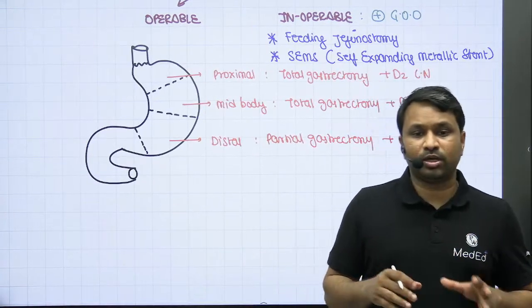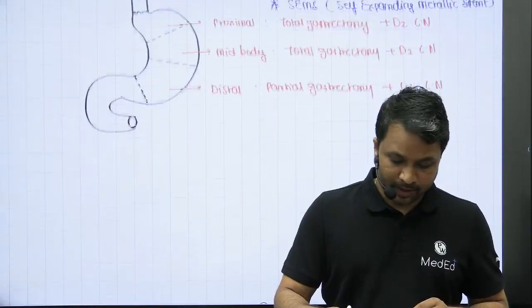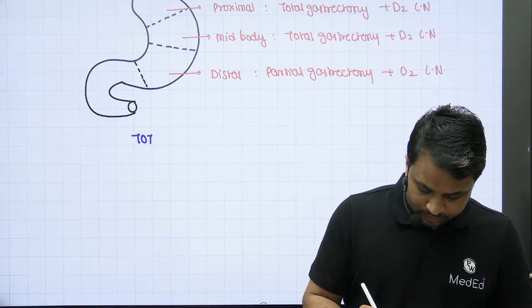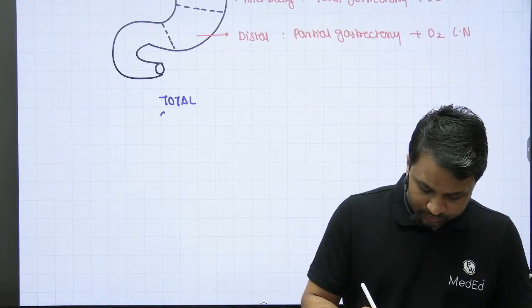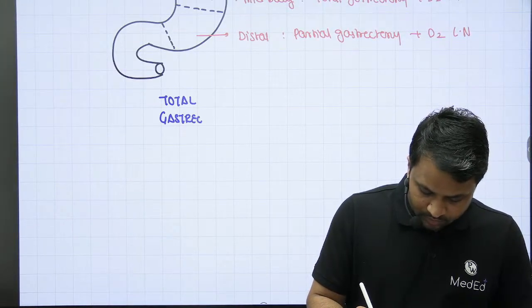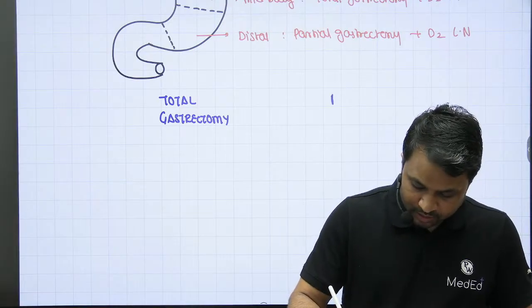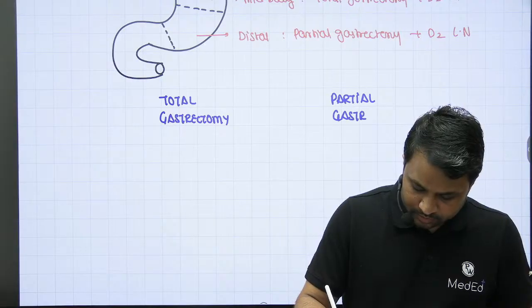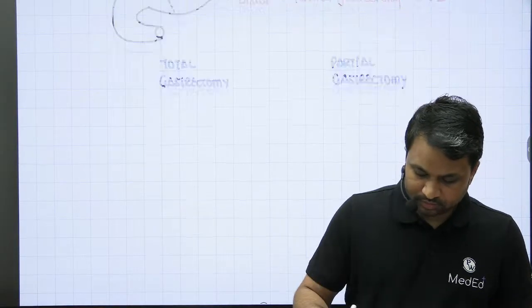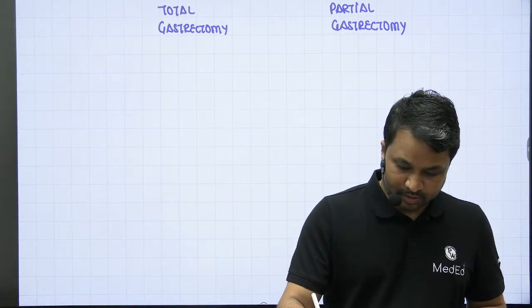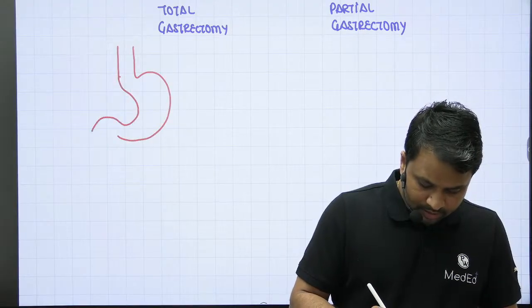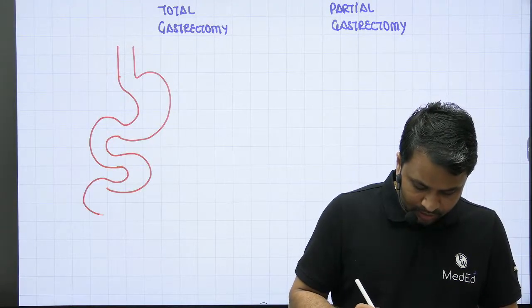So whenever you're doing a total gastrectomy, you have to create a reconstruction, right? So we'll see the status after total and after partial gastrectomy. So you have the total gastrectomy and the partial gastrectomy. So this is the esophagus. This happens to be the stomach. This happens to be the duodenum, and the jejunum would continue across here.